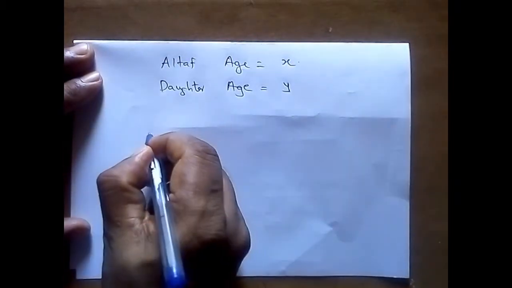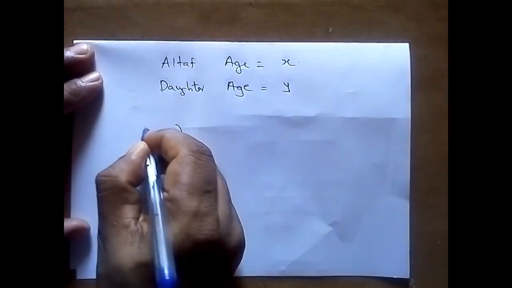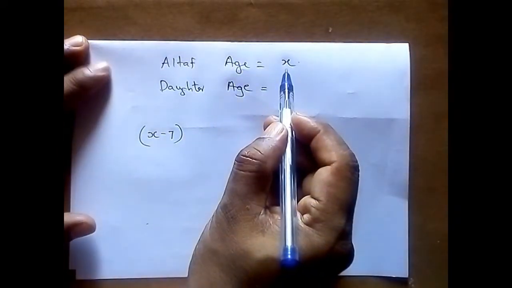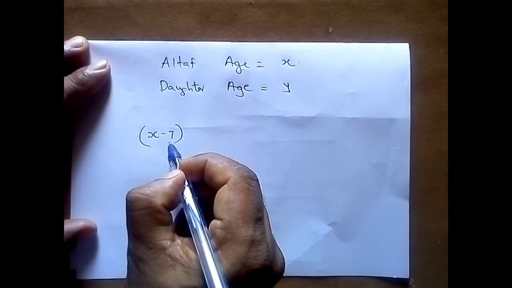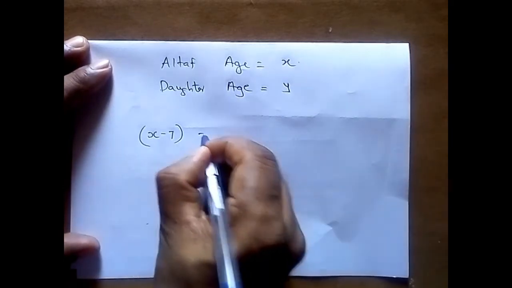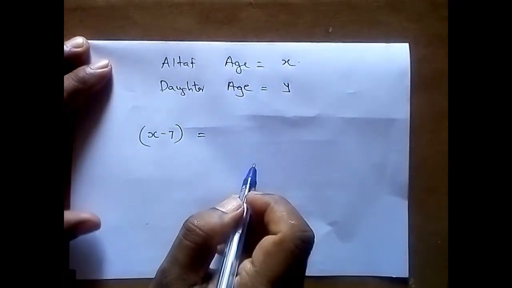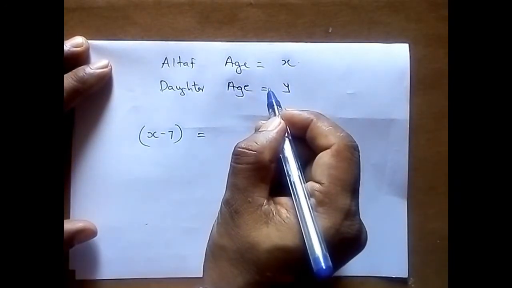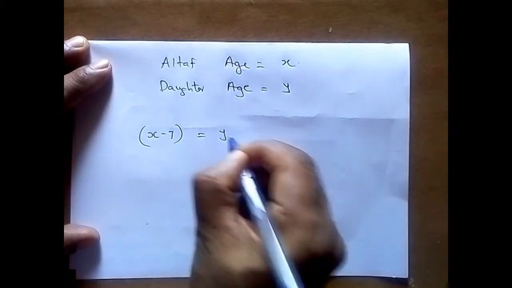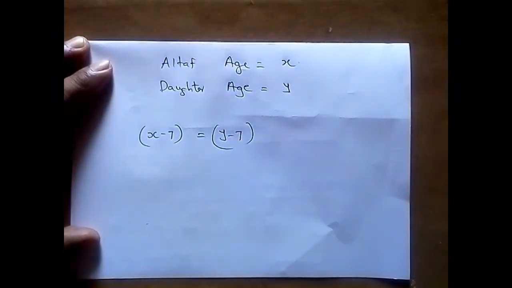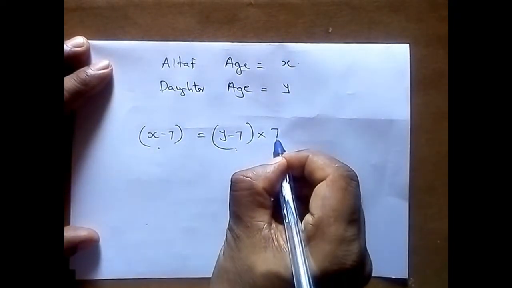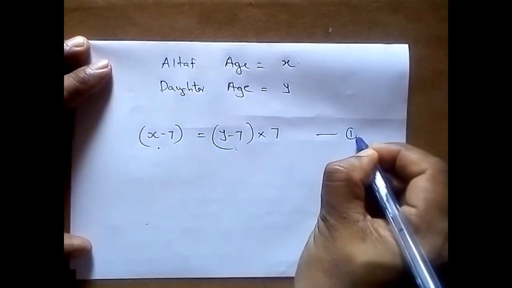So 7 years ago means x minus 7. So Altaf's age is x now. So 7 years back he was having x minus 7 years of age. So that is equal to 7 times as old as his daughter. So 7 years back daughter's age was y minus 7. So this value is 7 times this. So this value is equal to this value into 7. So this is equation number 1.